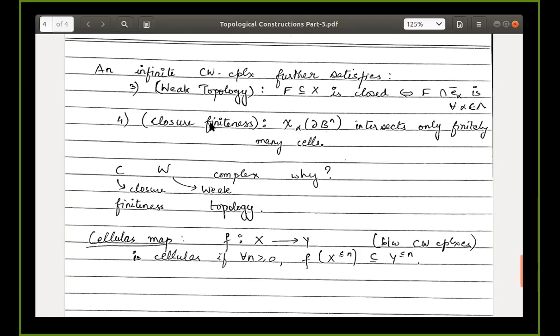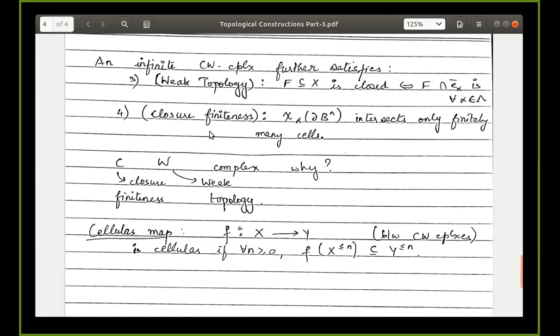And these two things are precisely why these spaces are called CW complexes. C stands for the closure finiteness, whereas W stands for the weak topology. So CW complex derives its name because of this. In general, we define these structures for infinitely many cells as well, and infinite dimensional cells.